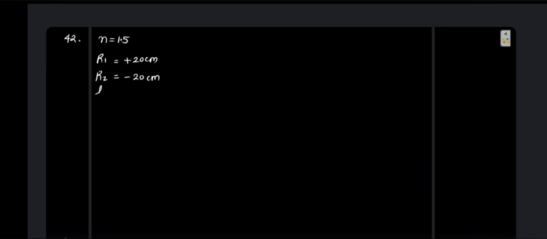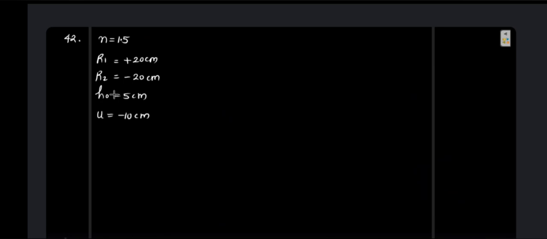An object having a height of 5 centimeter is placed at a distance of 10 centimeter, so minus 10 centimeter from the lens. Find the position, nature and size of the image. So object distance is provided to you. You have to find out the position of the image. That means image distance we have to find out, V.